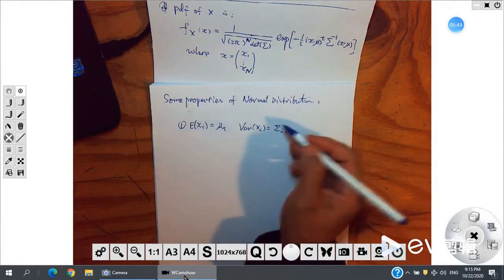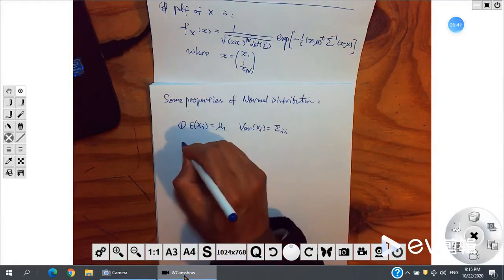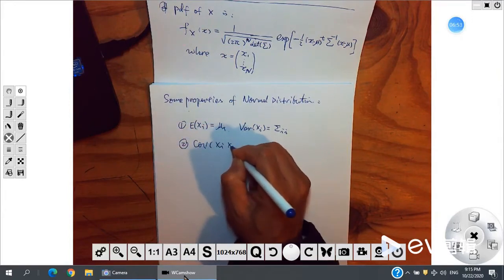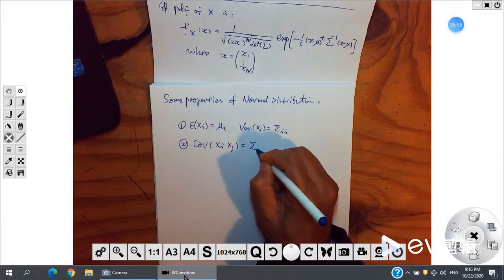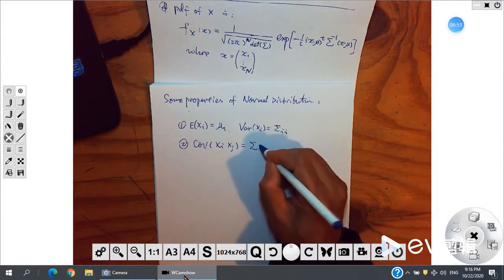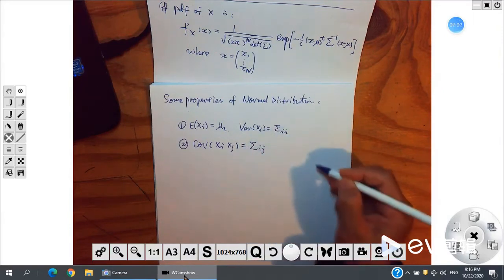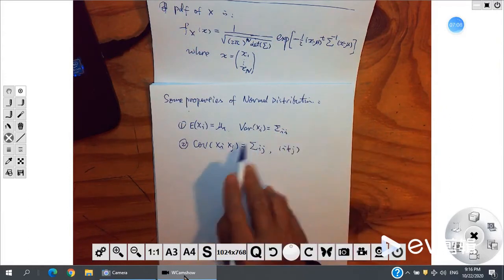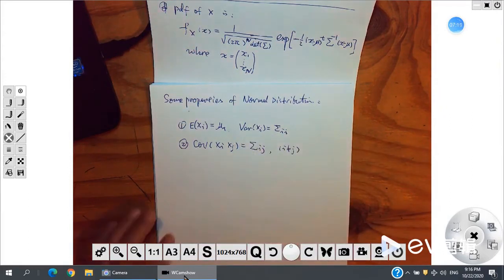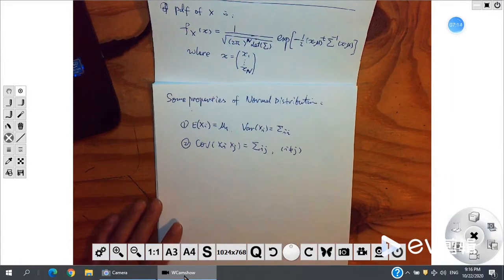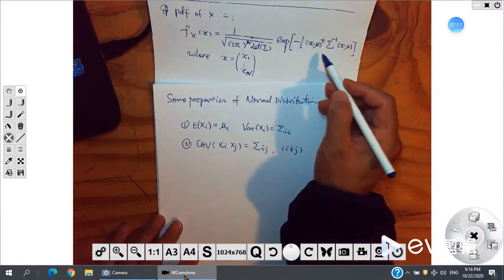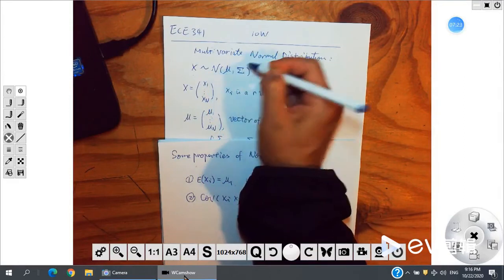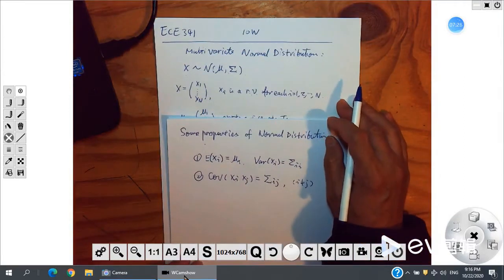And the second thing, we have the covariance of Xi, Xj equal to the element of this sigma at the ith row and jth column. Suppose i does not equal j. If they are the same, that is variance. Okay, so we have these two features. That means this vector mu and this matrix sigma give us almost all those average values, right?